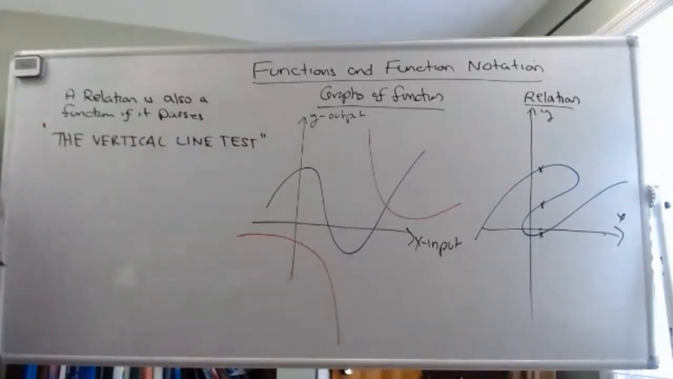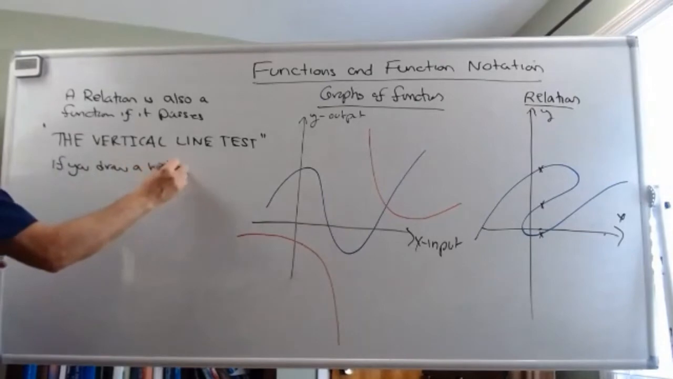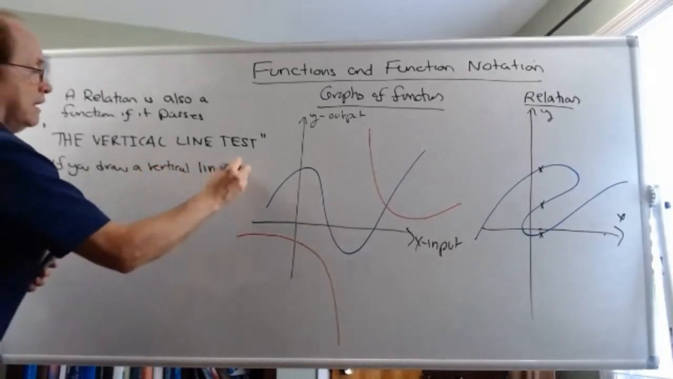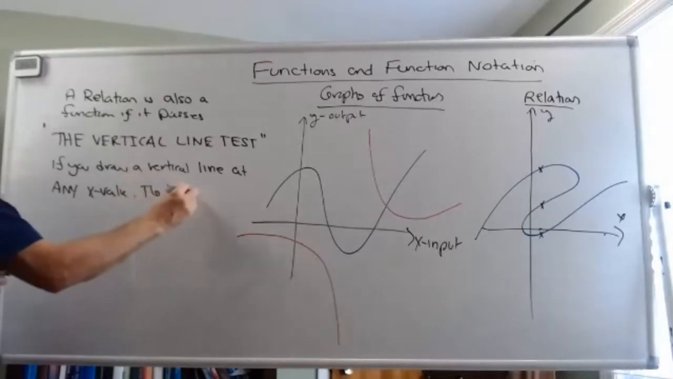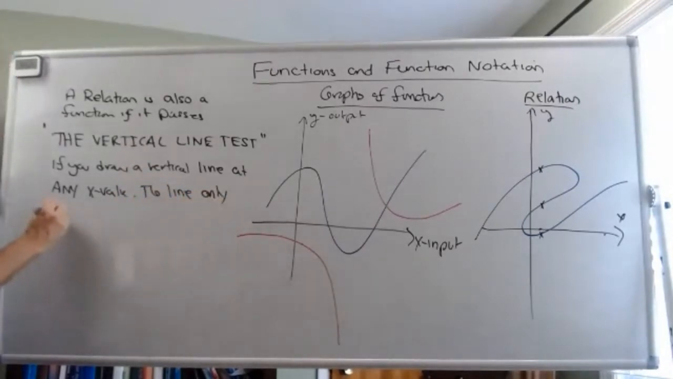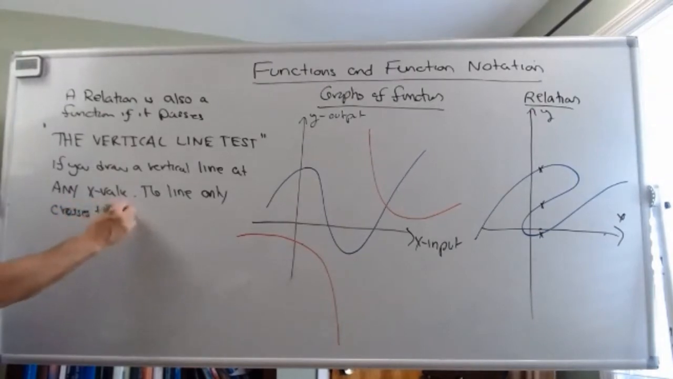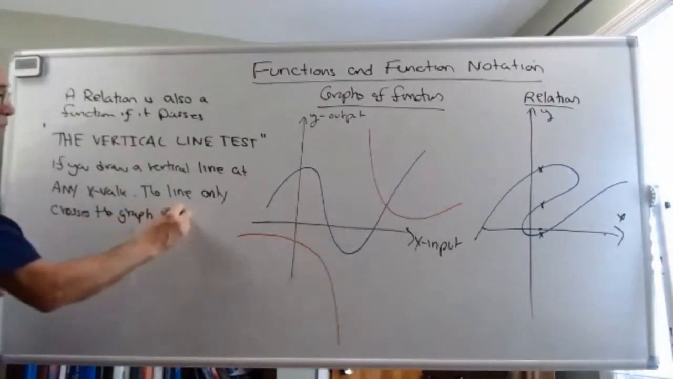The vertical line test simply says if I draw a vertical line, I will only cross the graph of that function once. So if you draw a vertical line at any x value, the line only crosses the graph at most once. Crosses at most once. May not cross at all. Crosses the graph at most one time.